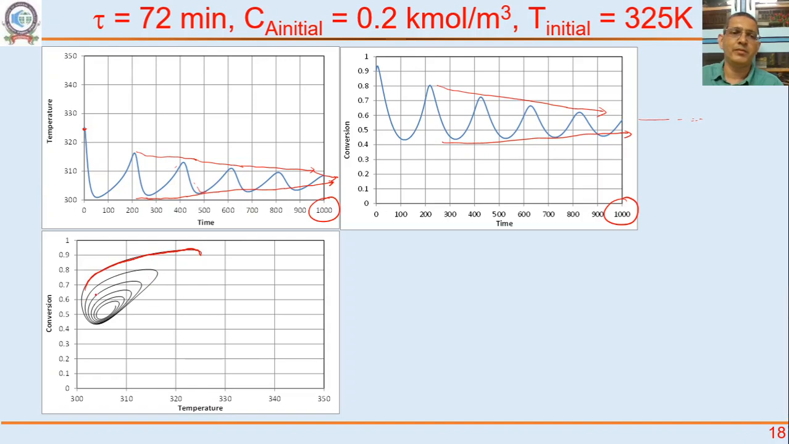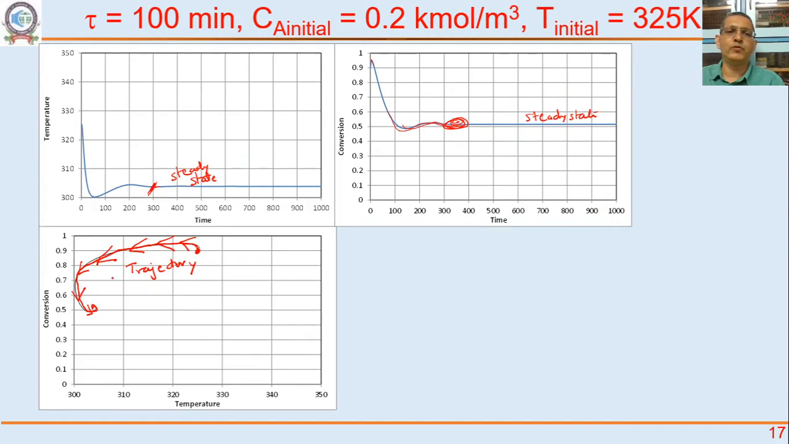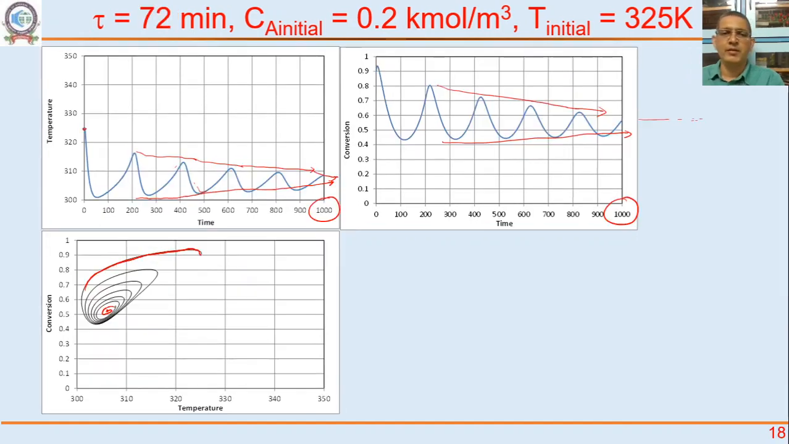You see, it will approach some value. It will reduce, move forward, and slowly it will approach a steady state. Contrast this behavior with this behavior. So fast it was approaching steady state. Now it is oscillating and approaching steady state. That's why process control becomes important.